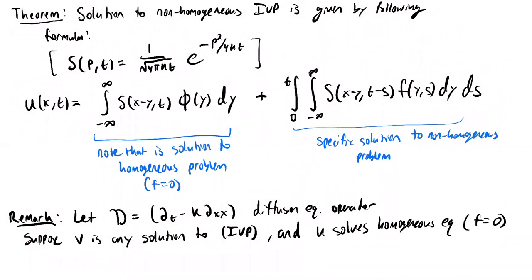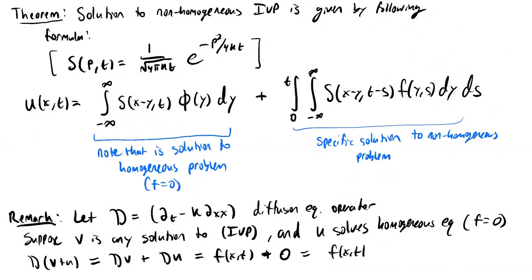Then what happens if I apply this differential operator D to v plus u? Since this is linear, this is equal to D of v plus D of u. D of v is equal to f because v is a solution to the non-homogeneous IVP. But D of u is equal to 0 because u solves the homogeneous initial value problem. If I add 0 to f, I get f again. That means that if I add a homogeneous term to v, I get another solution.